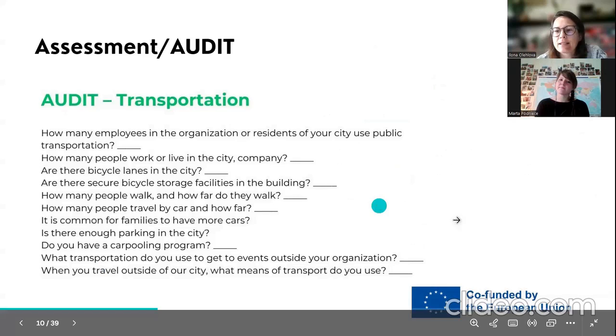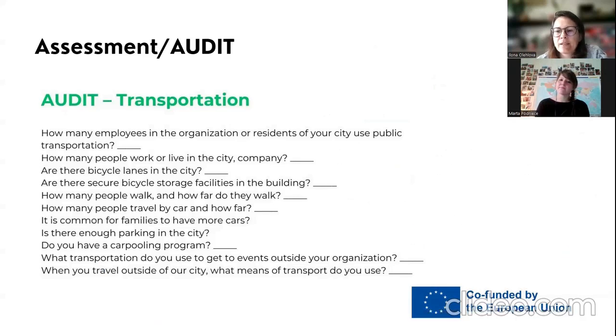And I can now ask Marta. Marta, how did you decide about the different areas? Because we talk about this audit covering transportation, meals, building awareness. We also have some questions regarding, for example, cleaning. How did you make the decision which areas to cover?